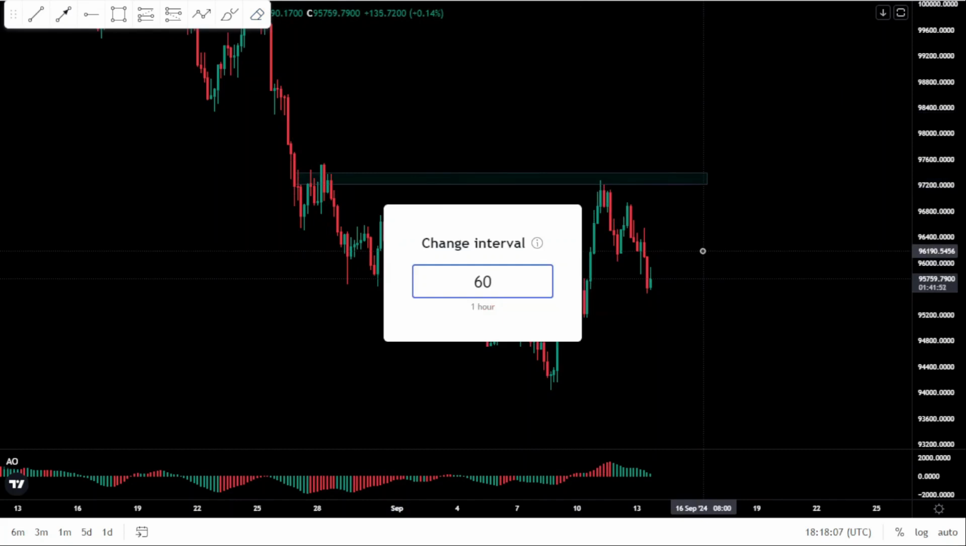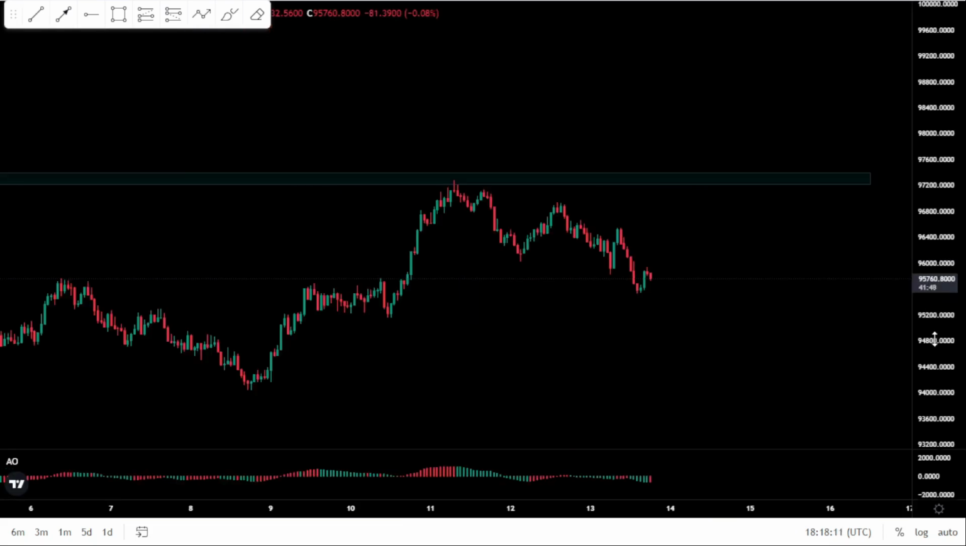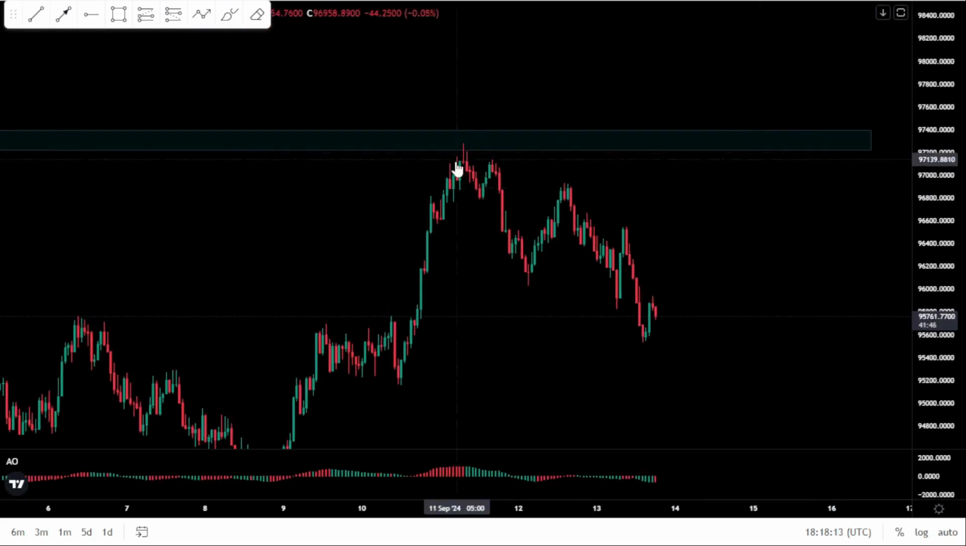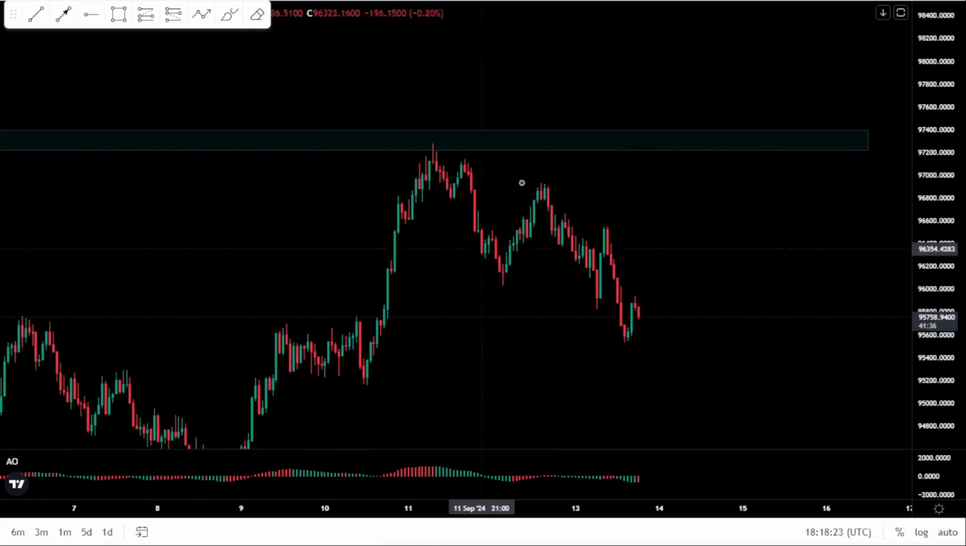Let's change this into the 1-hour time frame, and then we can look at this level. You can see how the market just came and tapped into that zone over there, and then it just moved to the downside. And here also, after the market was approaching this level, it still gave us another QM pattern.